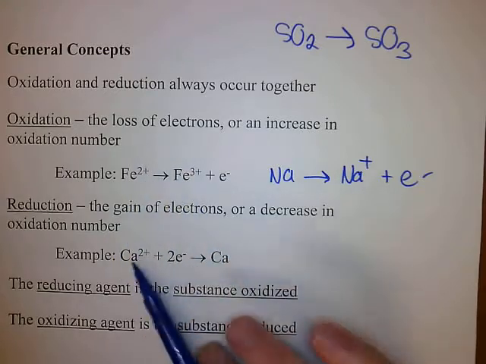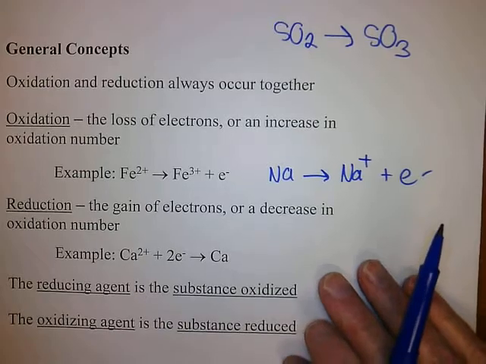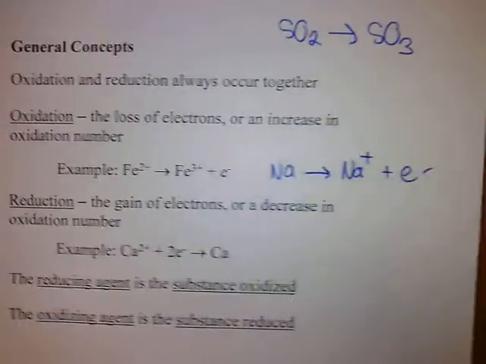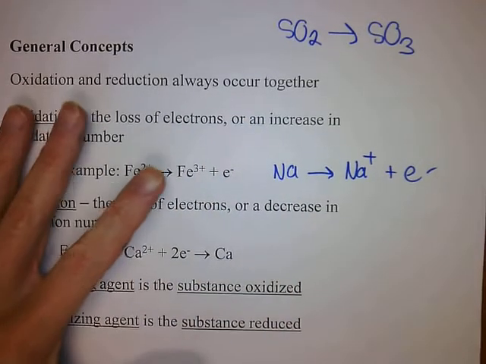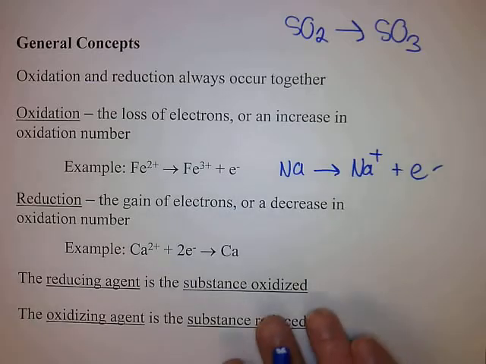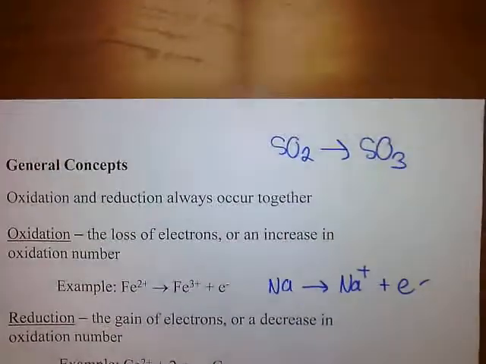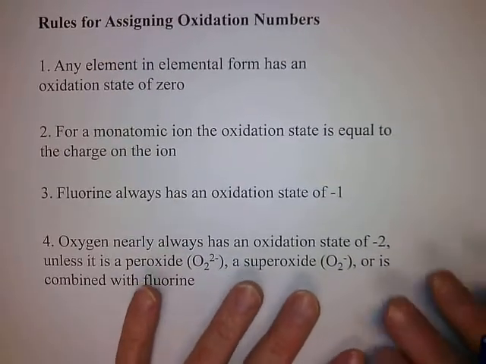Once we get past monatomic ions and into molecules, you have to be able to assign oxidation numbers to see whether or not oxidation or reduction is taking place. The oxidation numbers give you a way to keep track of electrons in a molecule. So what are some rules for assigning oxidation numbers?